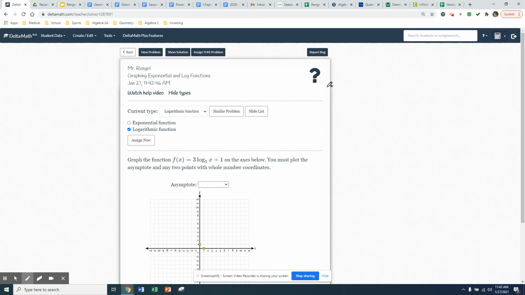So first, we have f of x equals 3 log base 5 of x plus 1. Some things that I can tell right away is that it's going to be a stretch of 3 because that a value is 3. No reflections, not negative, and then plus 1 means it's going to be shifted up 1. So first thing we can do is find the exponential version of this.